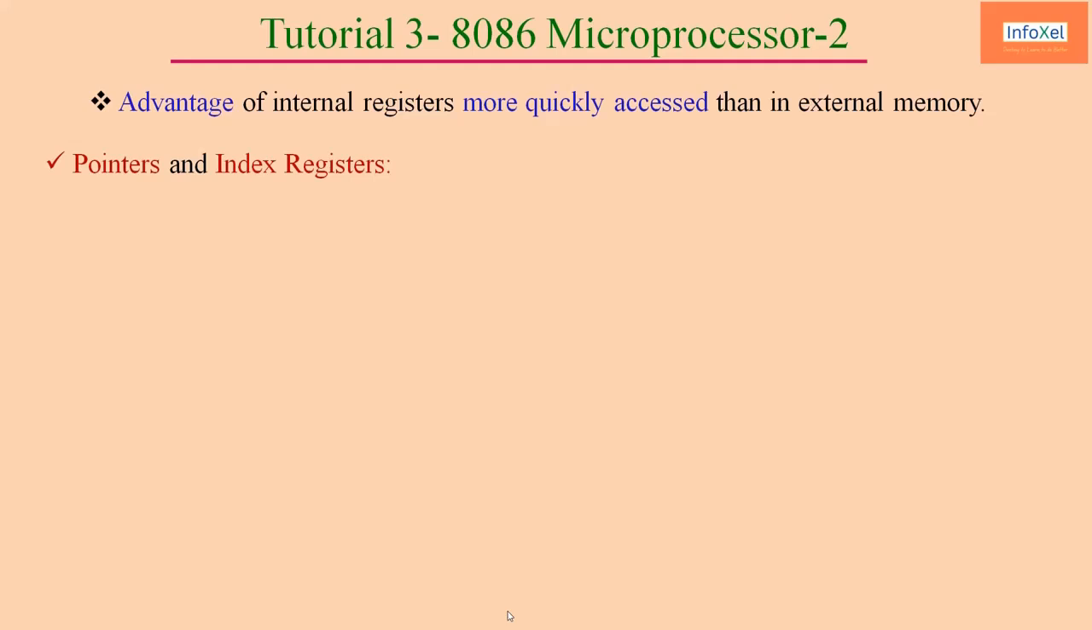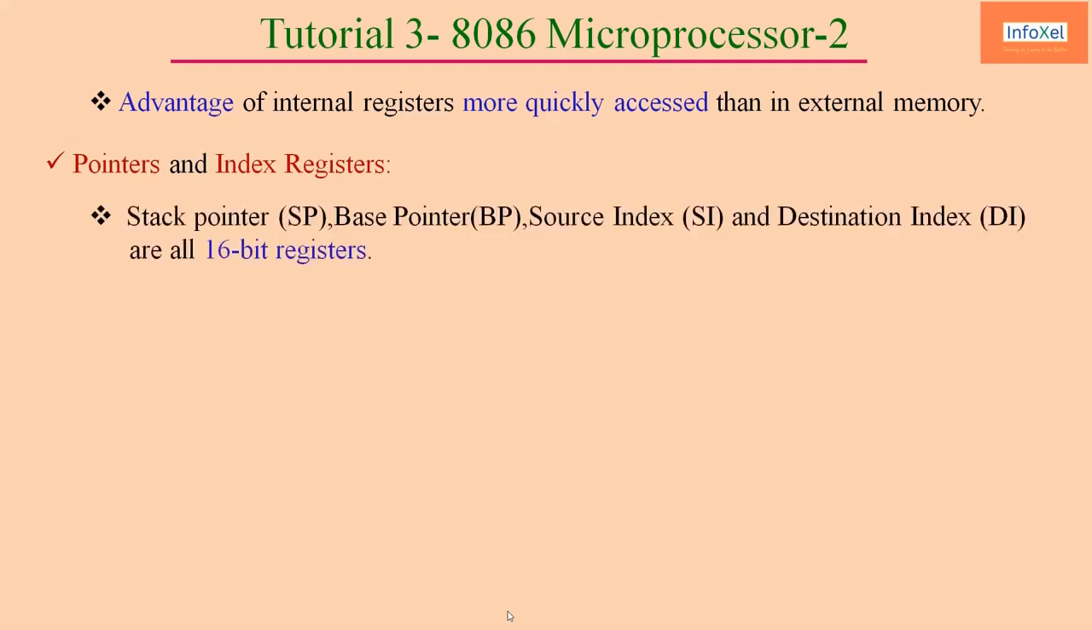Next come pointers and index registers. There are the stack pointer SP and base pointer BP. These two are called pointers. Remember, we already discussed IP, the instruction pointer. This is also a pointer. Then comes the source index SI and destination index DI. These two are nothing but index registers, and SP and BP are nothing but pointers. We should also remember that IP is also a pointer.